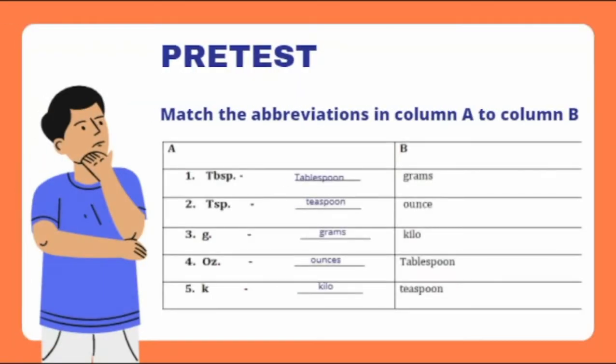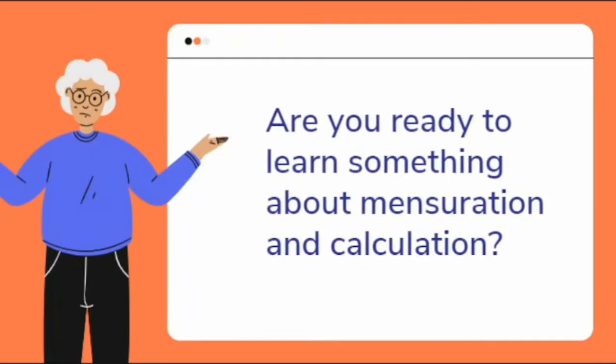Moving forward, let's look at the answers. Number 1, TBSB stands for tablespoon. Number 2, TSB stands for teaspoon. Number 3, G stands for grams. 4, OZ stands for ounces. And 5, K stands for kilo. These abbreviations are very useful, especially in our topic for today. Okay, let's move on.